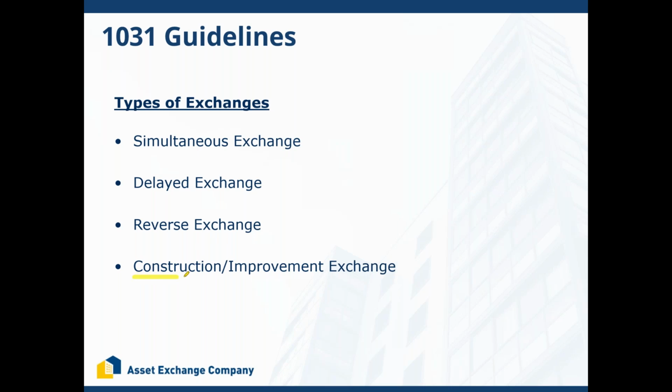And then finally, we have the last option here, which is the construction or the improvement exchange. And these are kind of neat in theory, but kind of difficult in reality. So what happens with the construction improvement exchange is you can sell your property and you can use the money from the sale to build or improve replacement property. Sounds great, right? You can't find something that you want to exchange into, so you think, well, geez, I'll just build it. Well, the problem with that is that you still have the 180-day time frame to comply with.